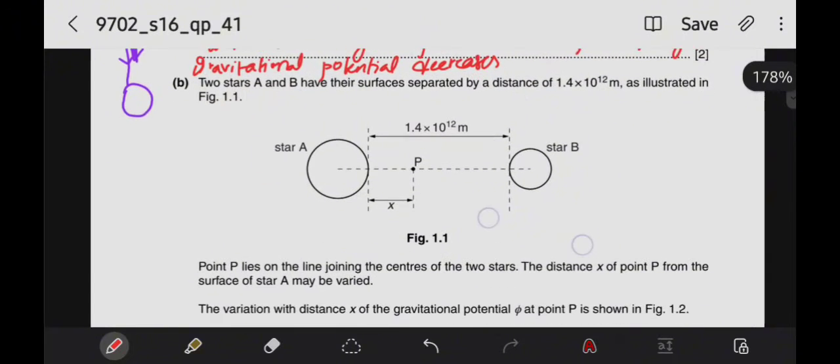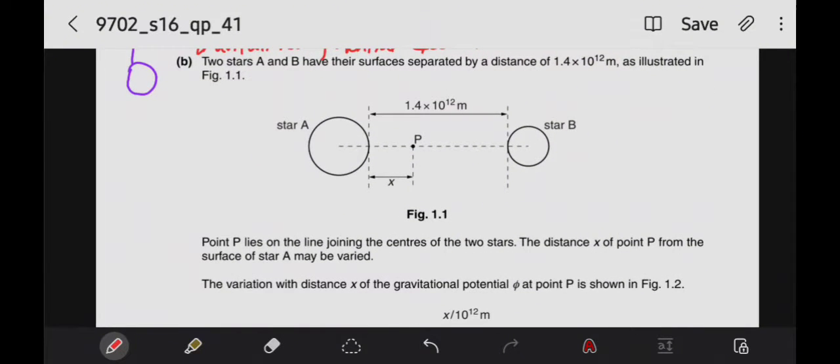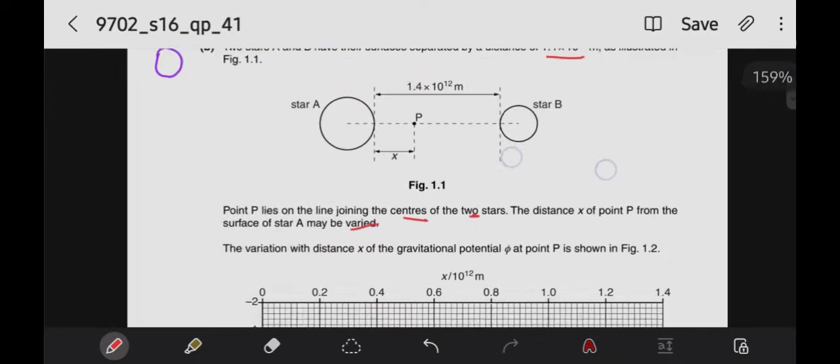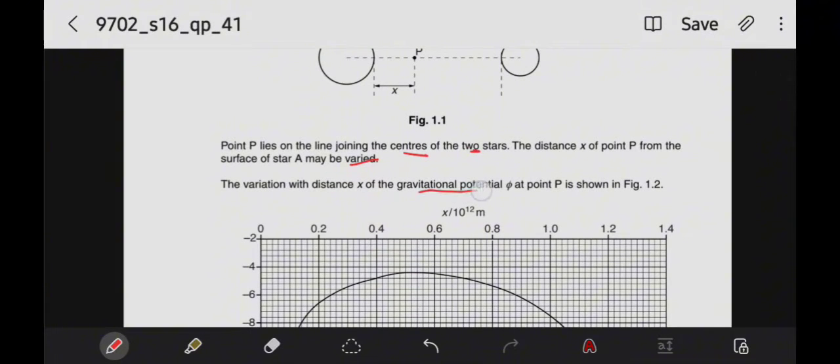Moving on to part B. Two stars A and B have their surfaces separated by a distance of this, as illustrated in figure 1.1. Point P lies on the line joining the centers of the two stars. The distance x of point P from the surface of star A may be varied. The variation with distance x of the gravitational potential at point P is shown in figure 1.2.